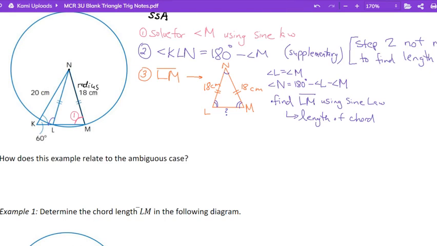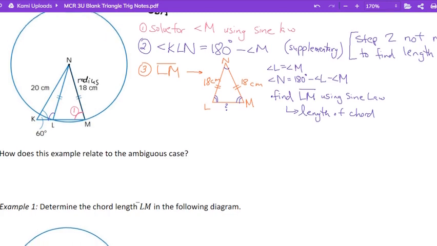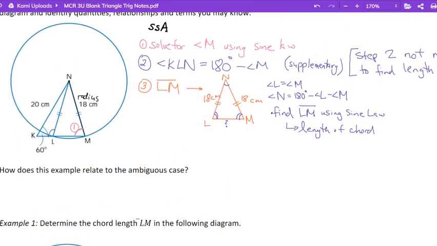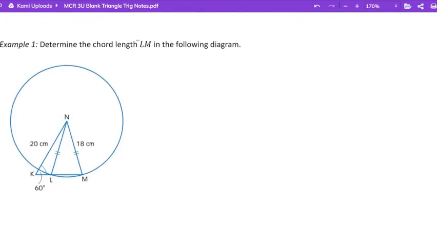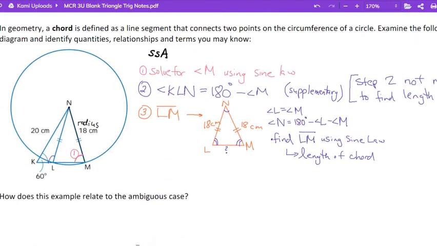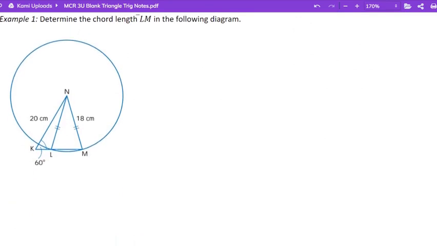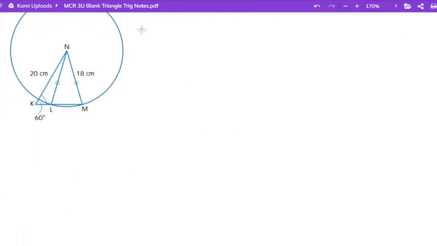All right. So now that we have talked about the steps to finding the length of the chord, let's actually do that. Do people need more time to copy? All right. So here we have a question. The question. Okay. And let's do a quick check for ambiguous case.